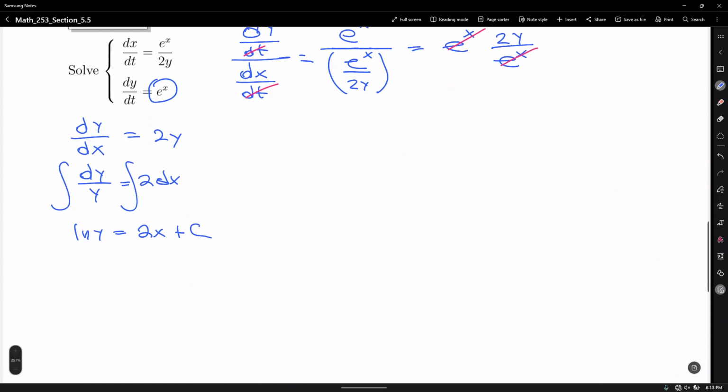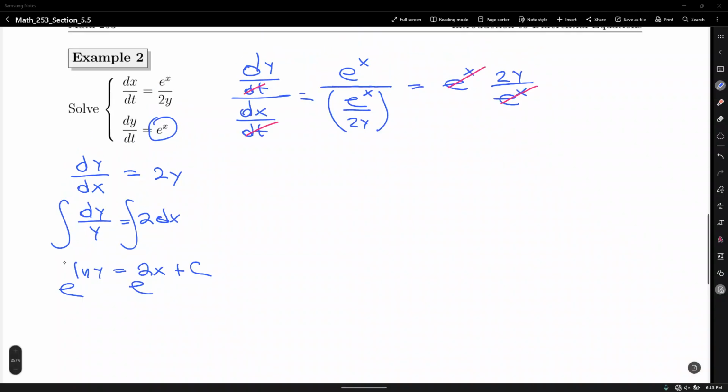So what do we do from here? Let's exponentiate both sides and cancel e with ln. That's y equals e to the 2x. What about e to the c? Isn't that another c again? And we have the solution for y, y equals c e to the 2x, and substitute in the first equation.